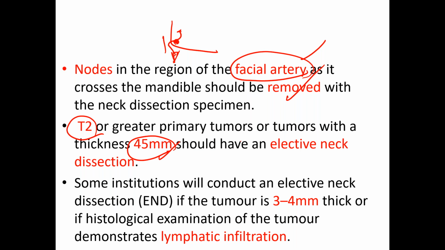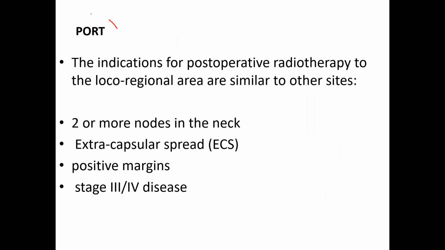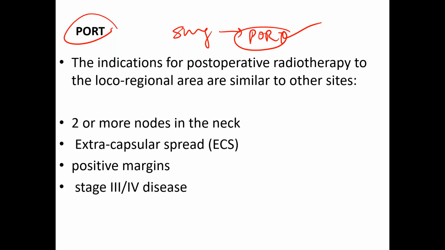For a tumor of 4 to 5 millimeter thickness, you have to go for elective neck dissection. In some institutes they go for elective neck dissection even at 4 millimeters. So the treatment for neck nodes is neck dissection, just remember that. After surgery, you go for radiation, which is called post-operative radiotherapy.